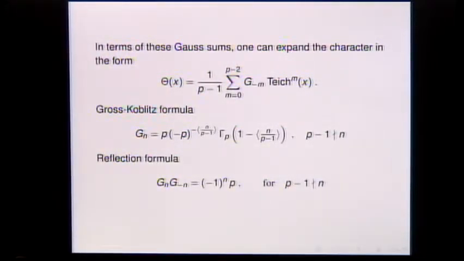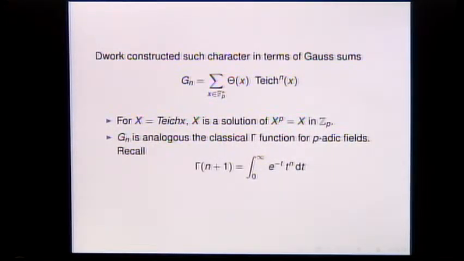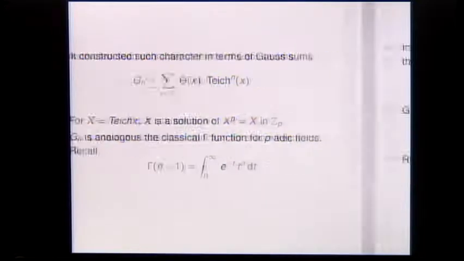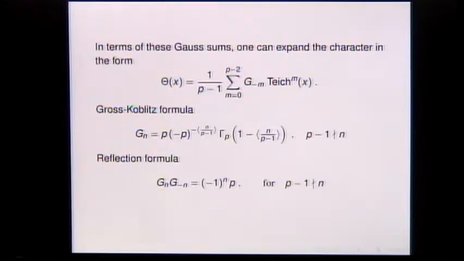So in terms of these Gauss sums, one can expand the character. I'm just inverting this relation, writing theta as an expansion like this. There is not much of a mystery to that. The precise relation between the Gauss sums and the p-adic gamma functions was given by Gross and Koblitz. It's just this equation here, and they satisfy a reflection formula similar to the one we have for classical gamma functions.